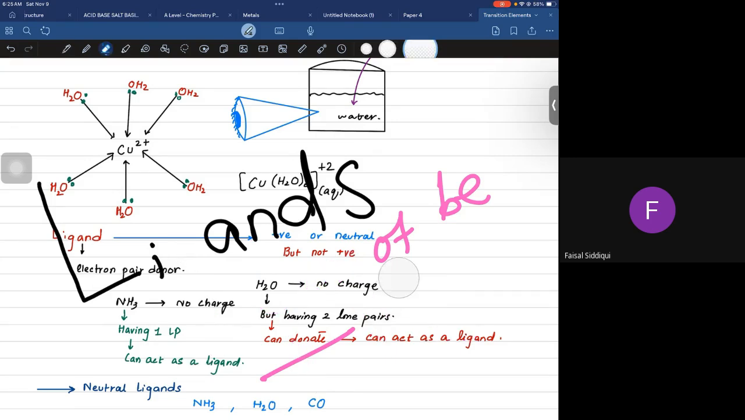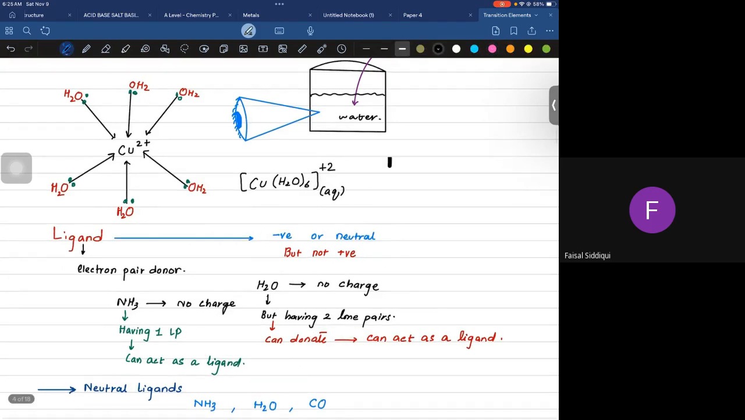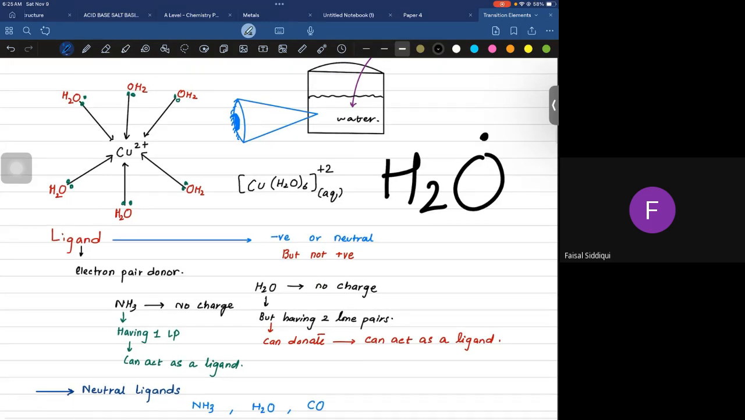Okay, let's suppose we have water. You all know that water has no charge. It's H2O. There is no charge on water, but on the oxygen atom we have two lone pairs. If you remember, when we used to draw the dot and cross diagram for water, we learned that on oxygen we have two lone pairs of electrons. So it can act as a ligand because it has electrons. It can make a bond.